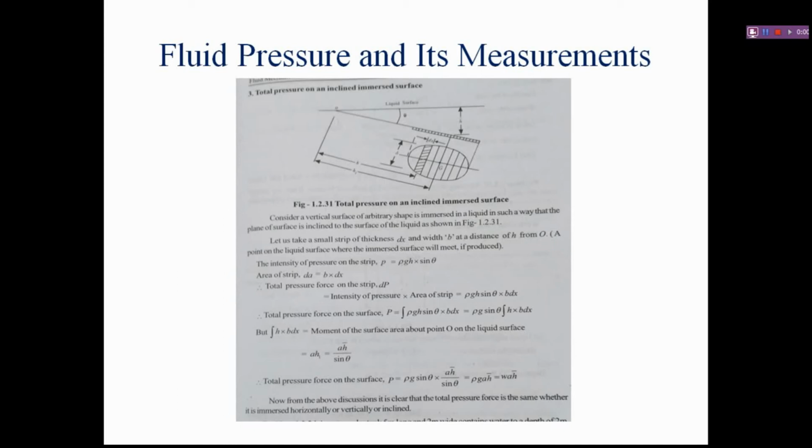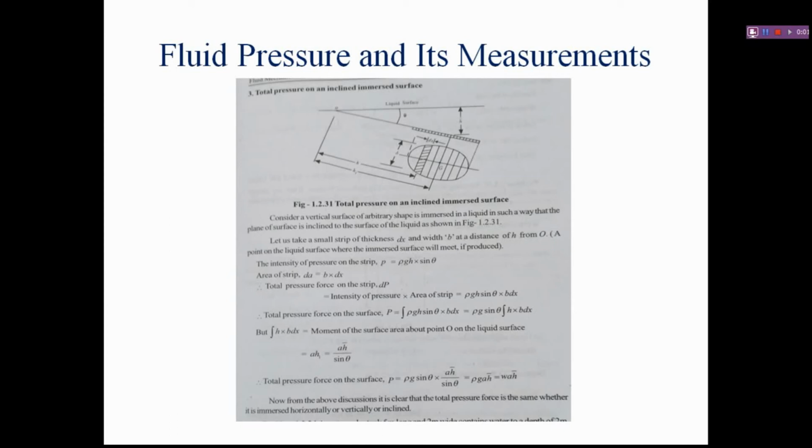Okay. The same way, consider a vertical surface of arbitrary shape immersed in a liquid in such a way that the plane of the surface is inclined to the surface of the liquid. That means the surface of the object is inclined to the surface of the liquid. The same way we did it in the vertical and horizontal cases, we'll take a small strip of thickness dx and width b at a distance of h from O. That means the strip is at a distance of h from the free surface.